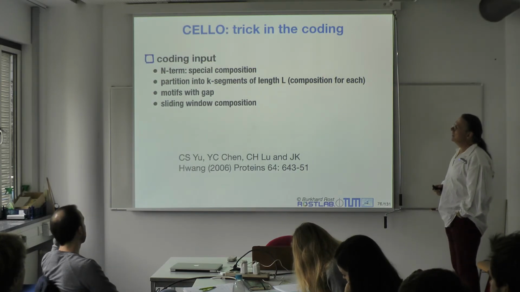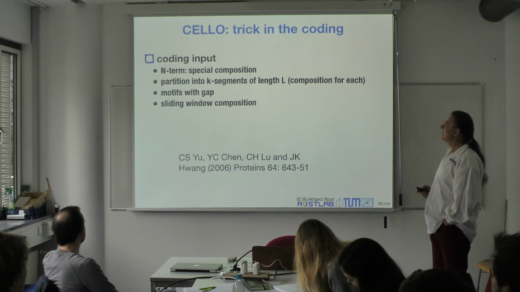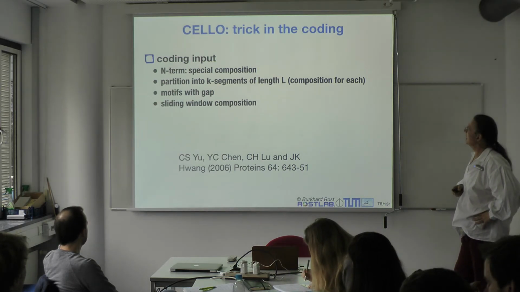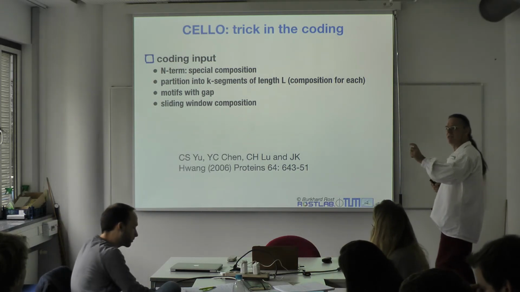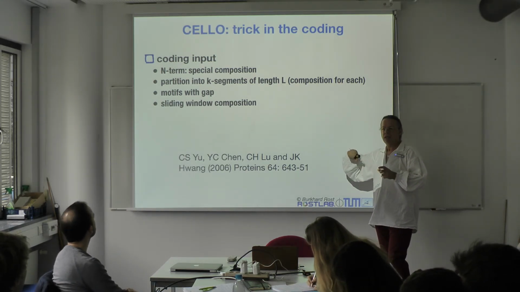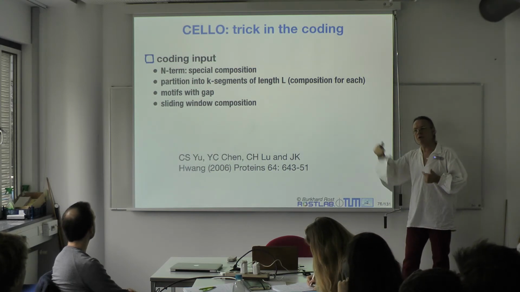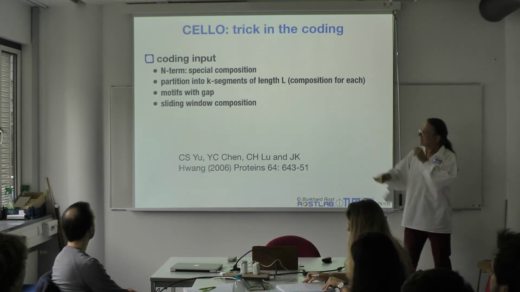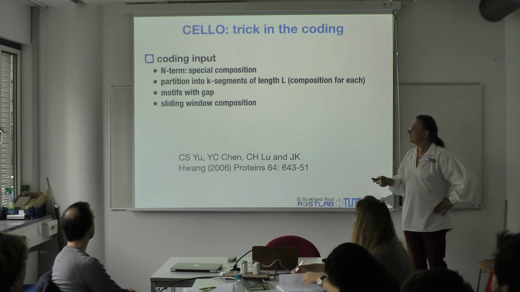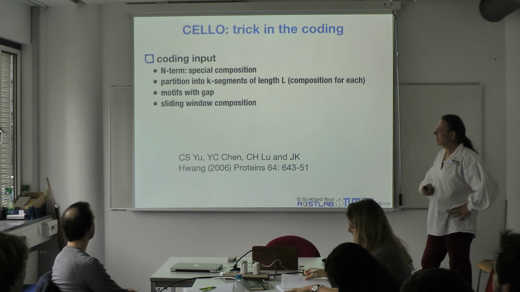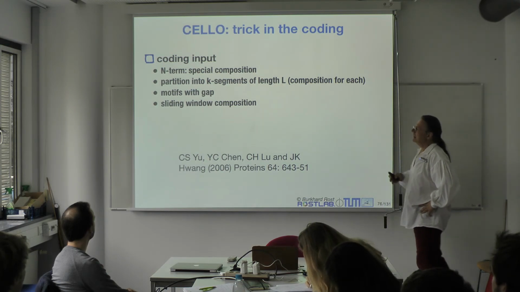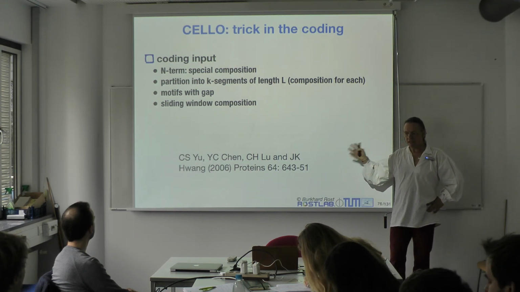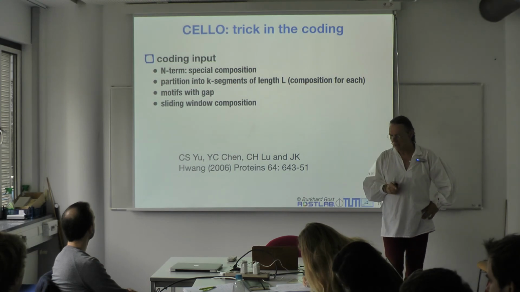Okay, here in CELLO, the trick really is in the coding. So it's a partition into k segments of length L, and in these k segments, you use the composition for each. And then you hope that by the aggregation of all of these segments, you get a signal. And in fact, it allows motifs with gaps. And it looks at a sliding window composition. So the tool in itself is not that successful, but the idea really is very different. Okay.